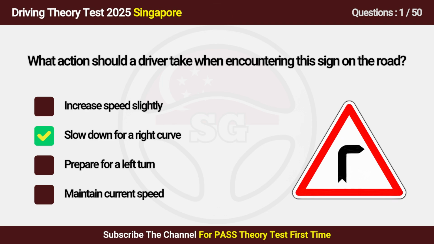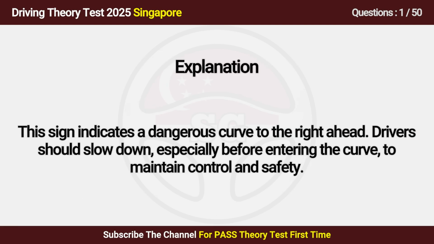Answer is B. Slow down for a right curve. This sign indicates a dangerous curve to the right ahead. Drivers should slow down, especially before entering the curve, to maintain control and safety.